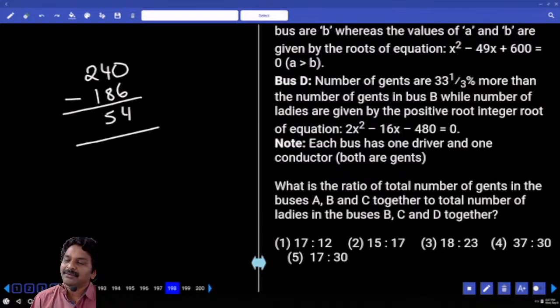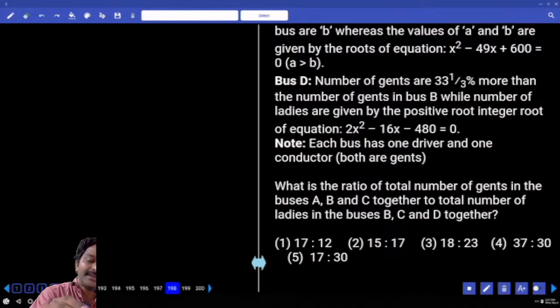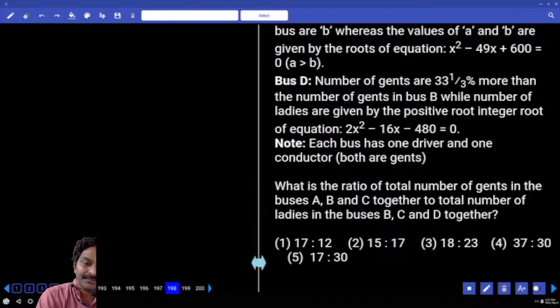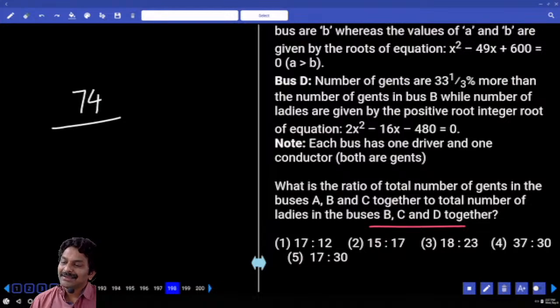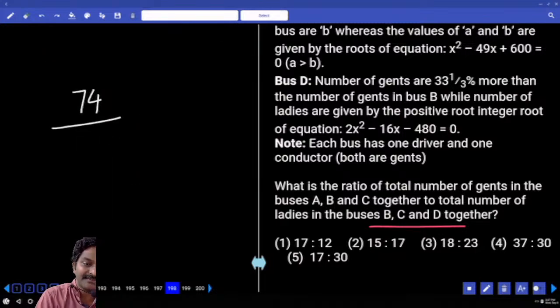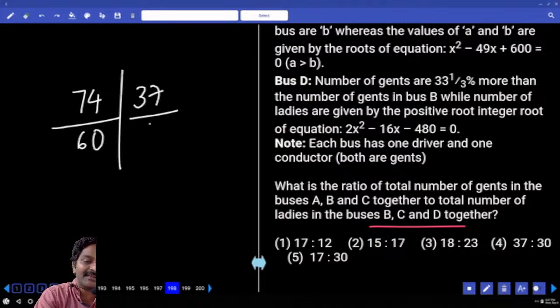What is the ratio of the total number of gents in buses A, B, C together and the total number of ladies in B, C, D together? Gents in A, B, C: 32, 18, 50, 50, 24, 74. Next, ladies in B, C, D. How much is that? 60. Now, cancellation with 2, 37 and then 30. Fourth option.